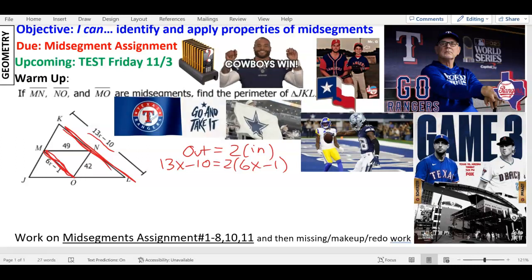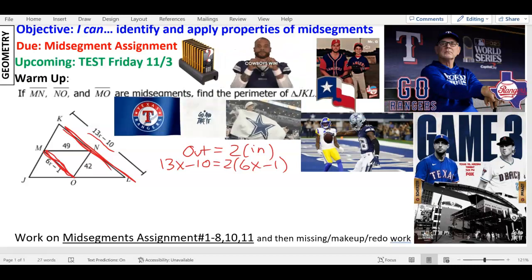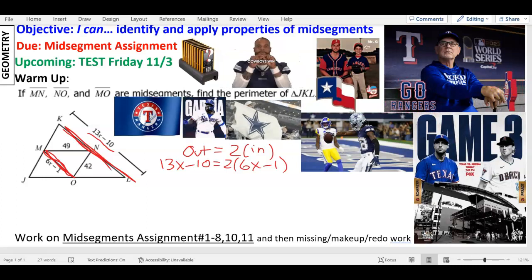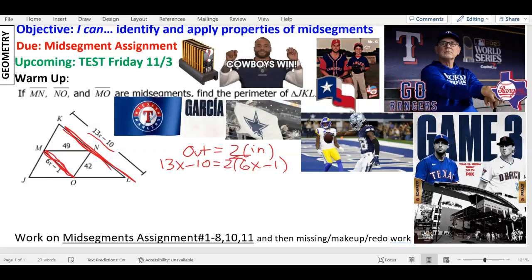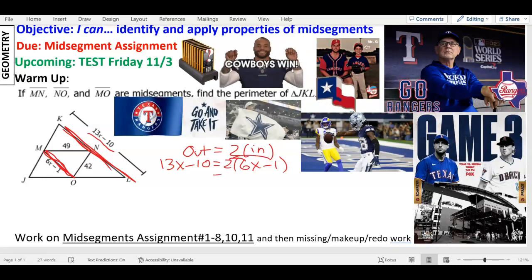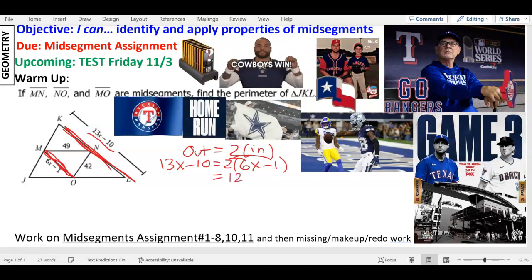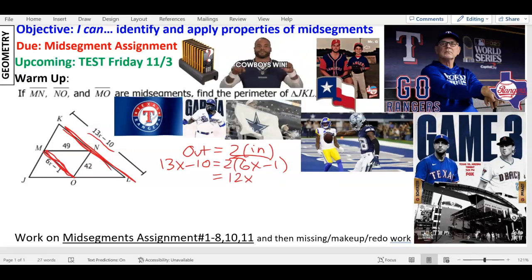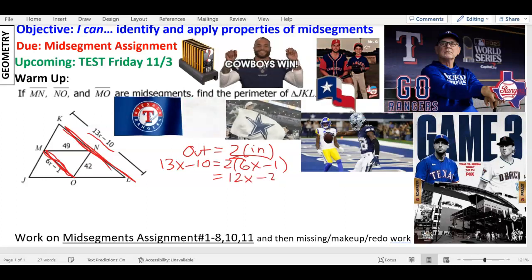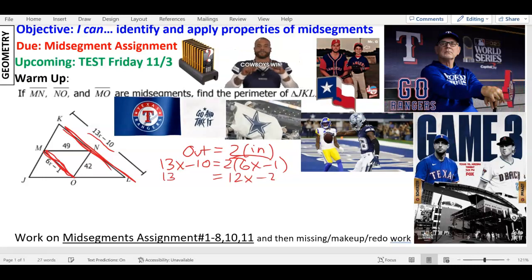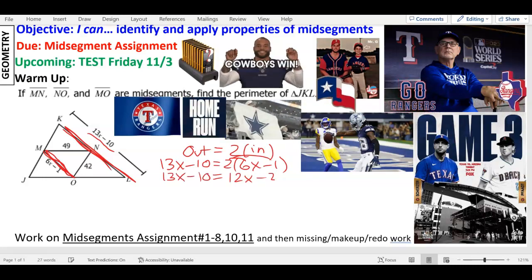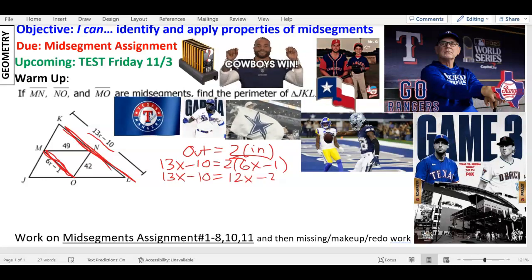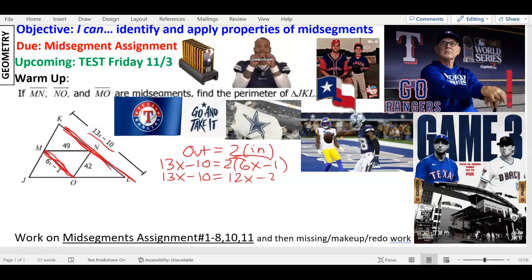Once you do that, then you have to distribute that too. 2 times 6x and 2 times negative 1. So what's 2 times 6x? 12x. And what's 2 times negative 1? Negative 2, or minus 2. Bring down 13x minus 10. Okay, so you set it up correctly, distribute that 2, and then solve it from here.